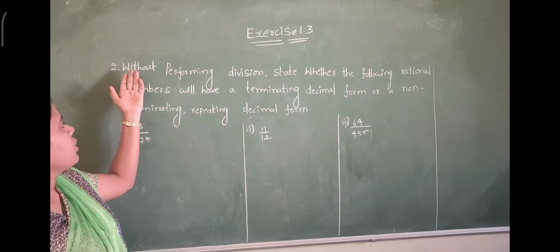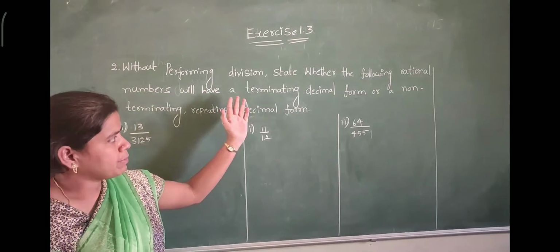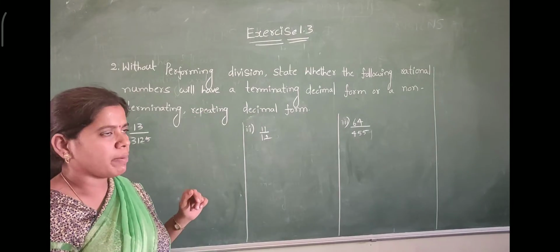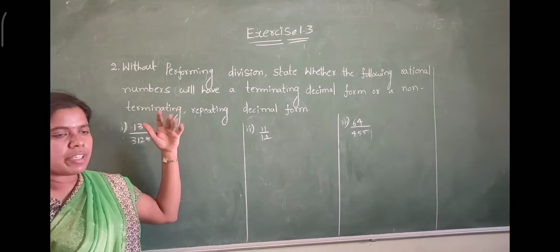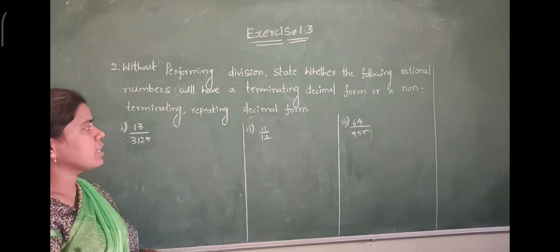Second problem. Without performing division, state whether the following rational numbers will have a terminating decimal form or non-terminating repeating decimal form. Without doing division, we have to find whether the given rational number is terminating or non-terminating.